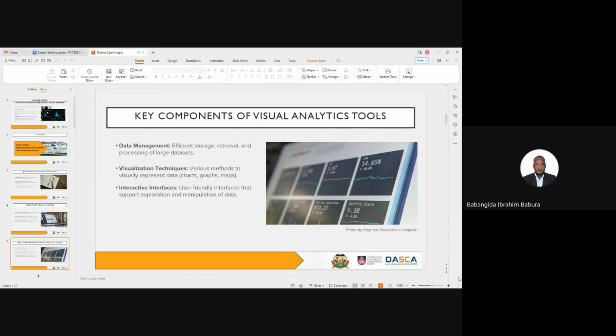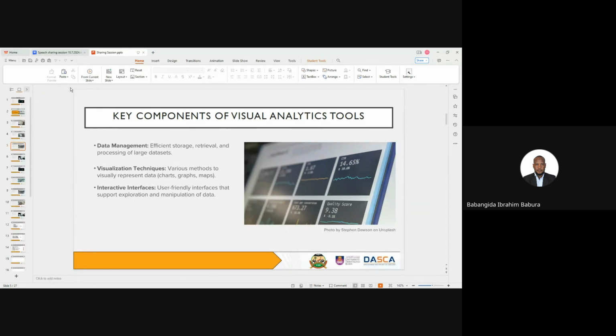So what are the key components of data visualization or data analytics tools? The key components: one is data management, which relates much to the engineering aspect of the data, efficient storage, retrieval, and processing of large data. Then visualization techniques, which is actually what we are trying to discuss now, various methods to visually represent data, which are charts, graphs, and maps.